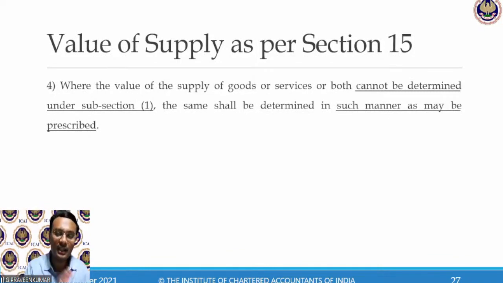Now we will travel to the rules, chapter 4 of the CGST rules. I draw your attention here. The value of supply, my transaction value under subsection 1, fails. Why has it failed? Sir, it is a related party transaction or money is not the whole consideration. Then when the subsection fails, I go to the rules. How do we apply this particular valuation rule?